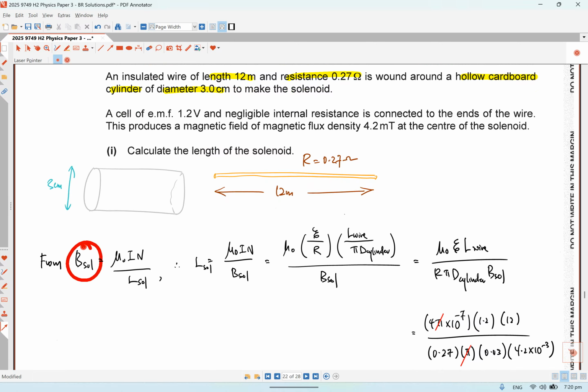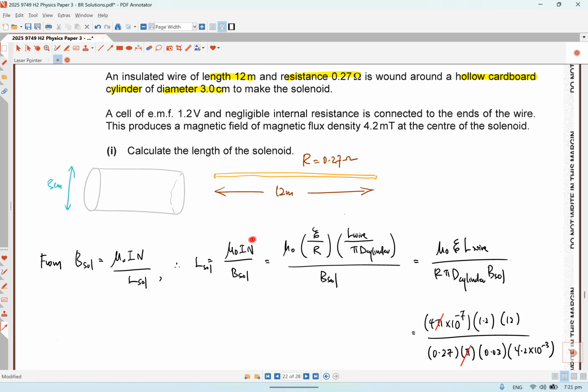Now, B field of a solenoid, you know this equation, mu naught I, which is current, times number of turns over length. In some schools, they will teach you as mu naught I times small n, which means the same thing, which is turns per unit length. Here I have expanded it out, number per unit length. So I want to find the length of the solenoid. I make that the subject.